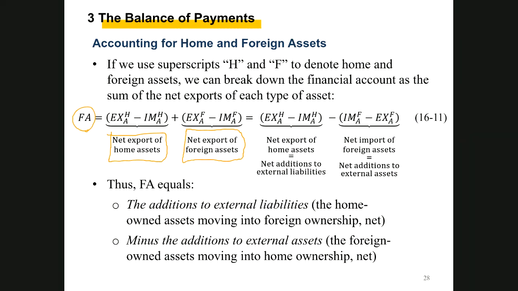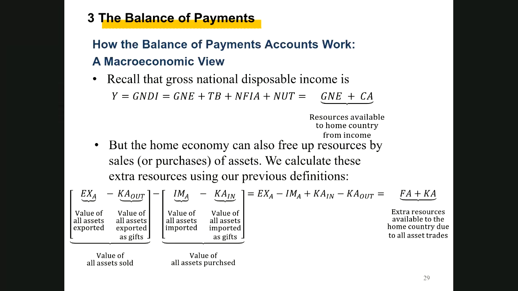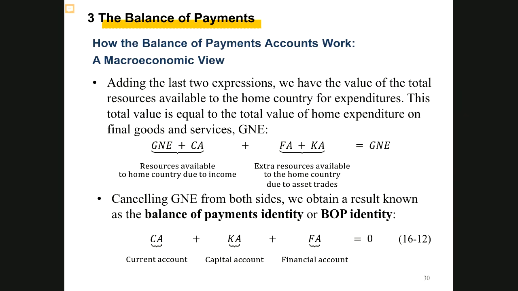Okay, the FA equals the addition to external liabilities minus the additions to external assets. So all of this leads to this equation. This is the most important equation: CA plus KA plus FA is equal to 0.